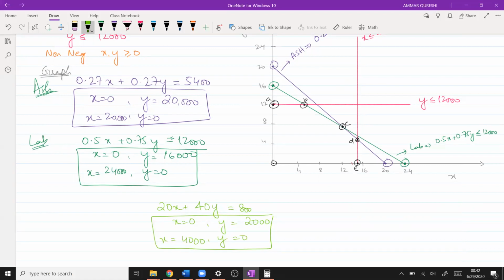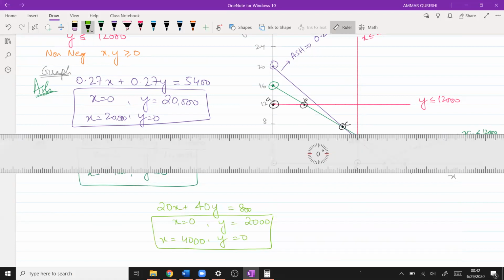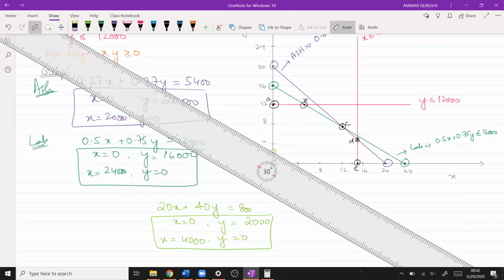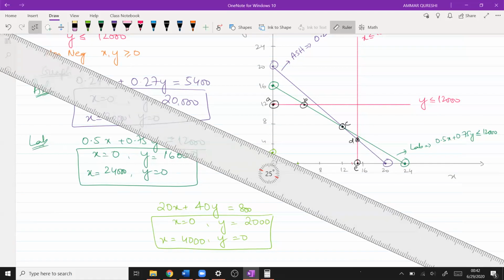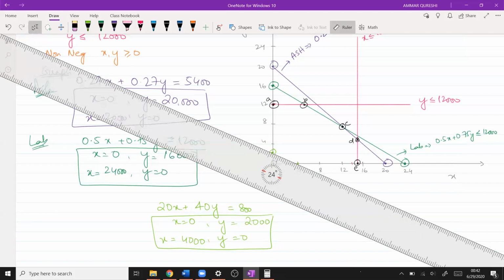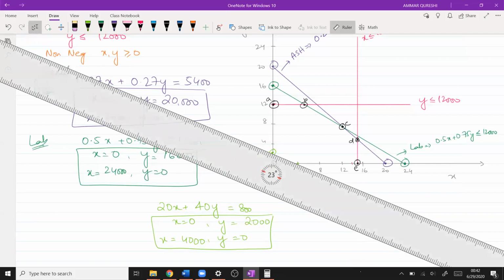So 2,000 on Y means here, and 4,000 on X means here, right? So that means this is a very small line, but again, it's an important line. We try to adjust its slope. Yeah, now it's better. Right, this is the objective function.